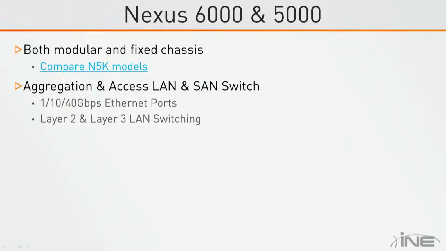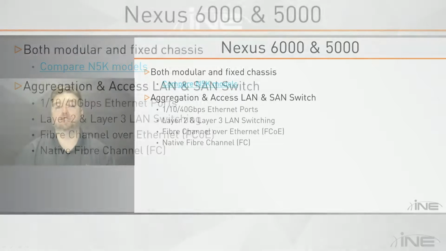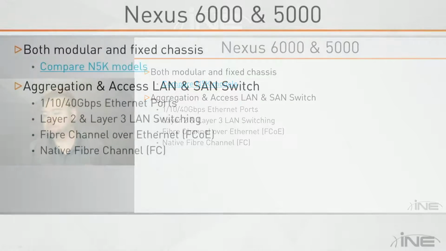Now, one of the key differences here, again, between the Nexus 5K and the 7K, or technically the 6K and the 7K as well, is that the 6K and 5K support not only Fibre Channel over Ethernet, but they also support native Fibre Channel. So if we have a native Fibre Channel attached storage array, then we could plug it into either 6K or 5K, or if we have any end hosts that are running native Fibre Channel, like 16 gig native FC, then you can physically plug those in at the access layer.